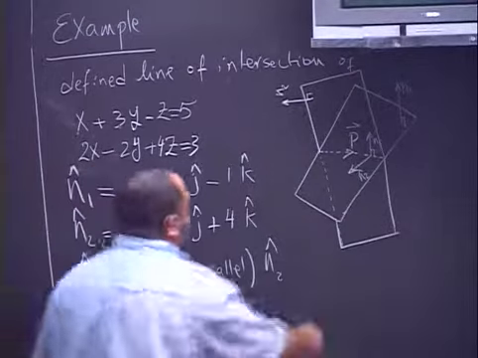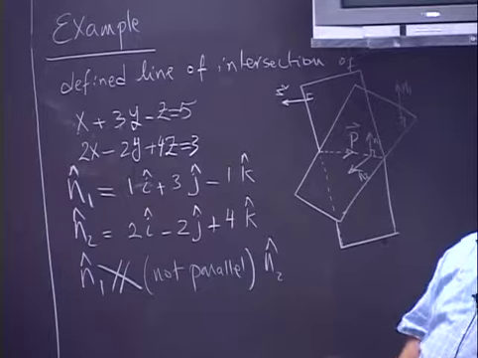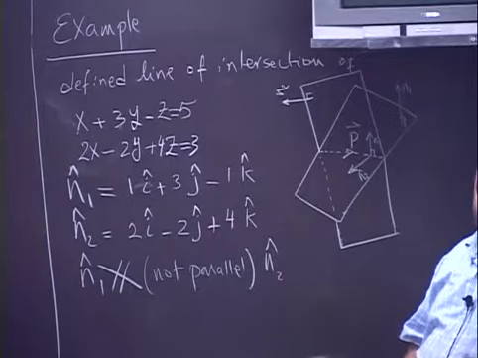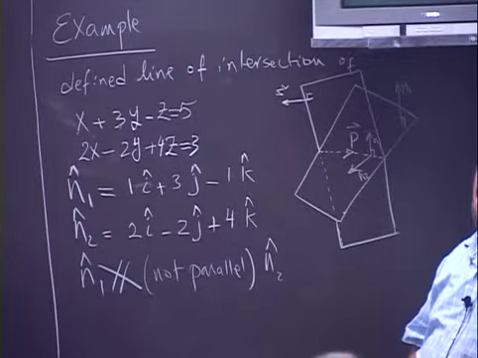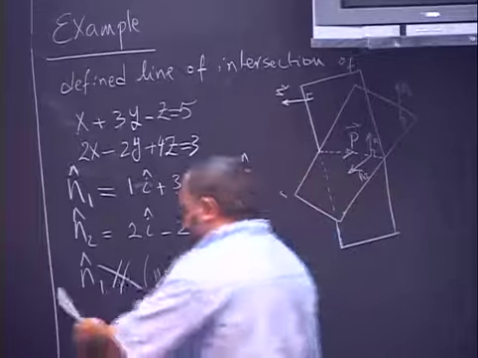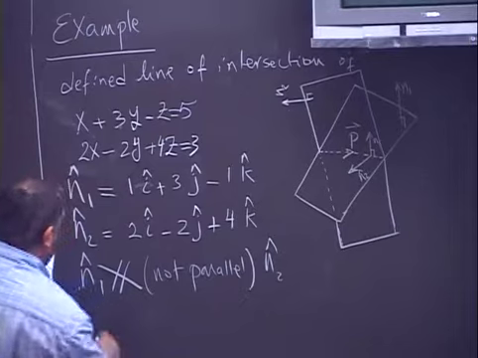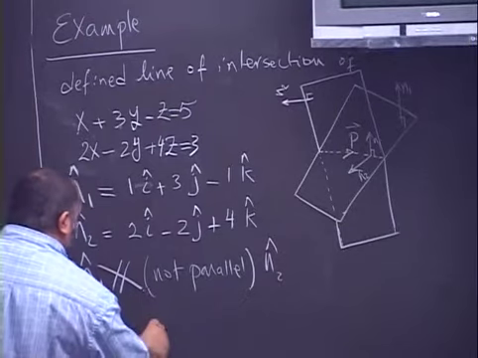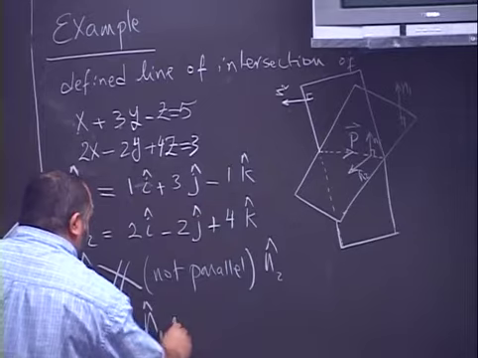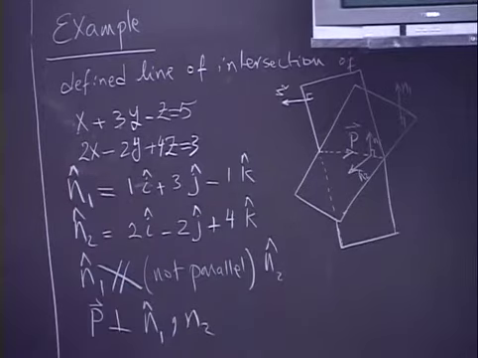So what do you think the direction of line P is? Perpendicular to N1 and N2. So we should take the cross product. In this case, P is perpendicular to both N1 and N2, and we should take the cross product to be able to find out the direction of P.